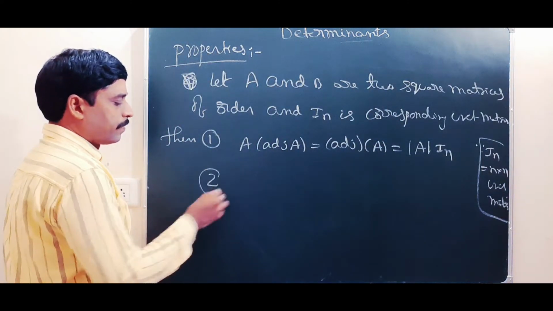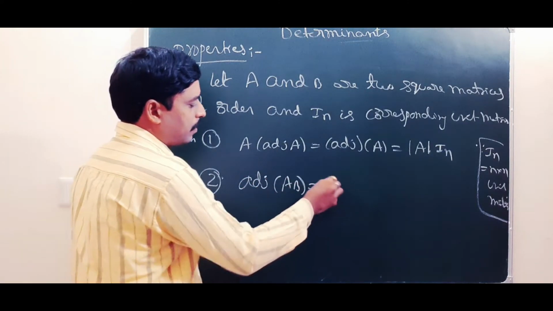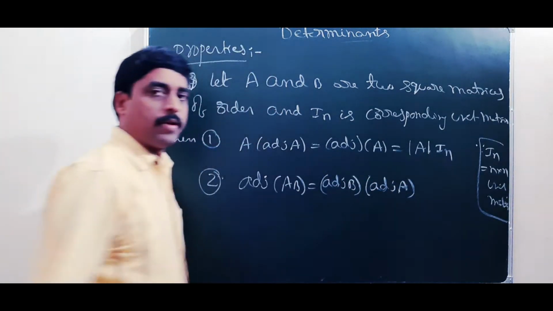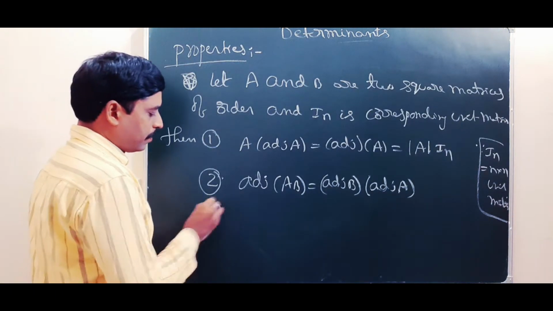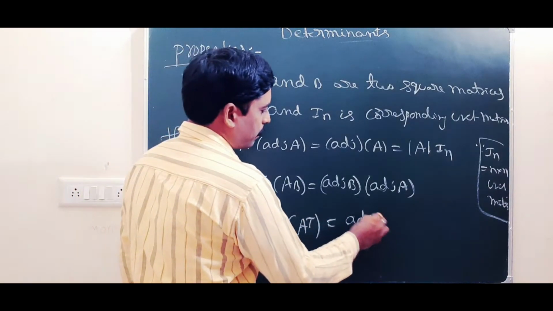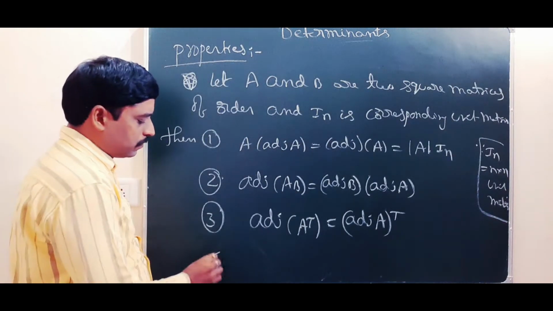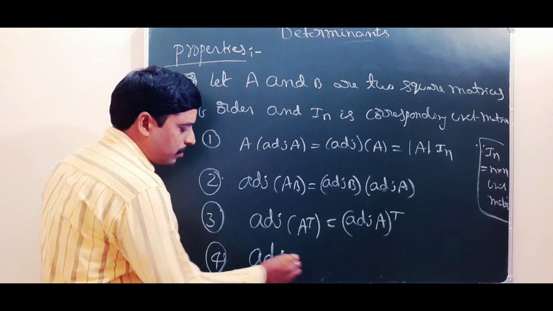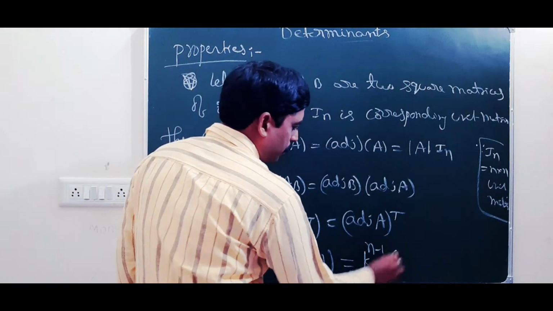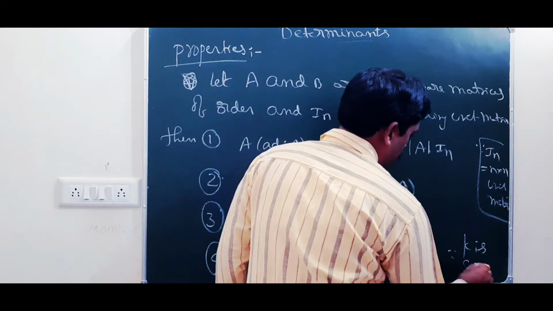The second property: adjoint of AB is equal to adjoint of B into adjoint of A. Next, adjoint of A transpose equals adjoint A whole transpose. Now the fourth point: adjoint of kA, where k is a constant, will be k to the power n minus 1 into adjoint of A, where k is a scalar.